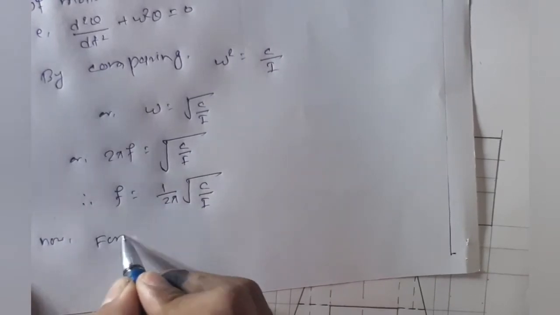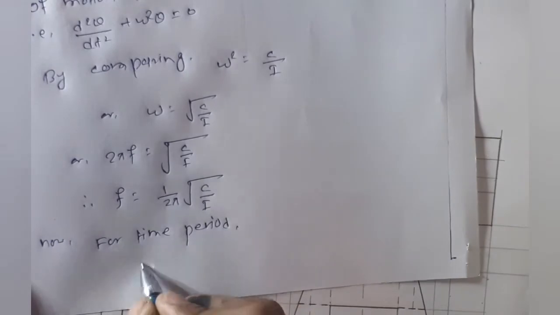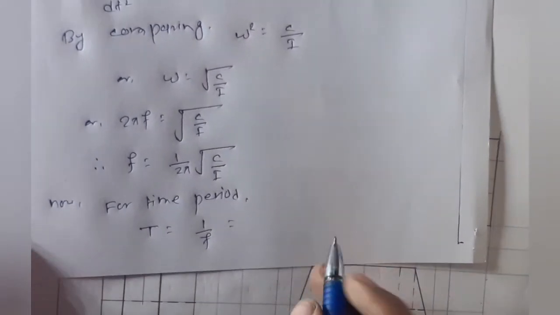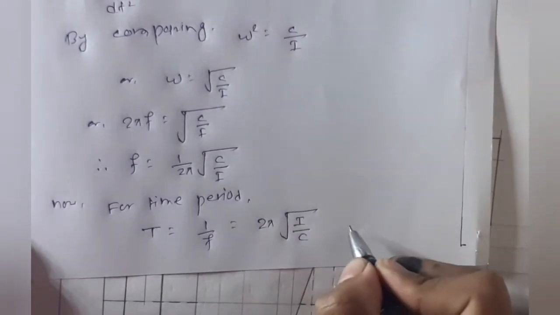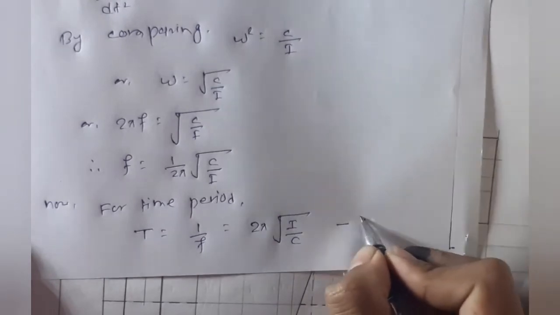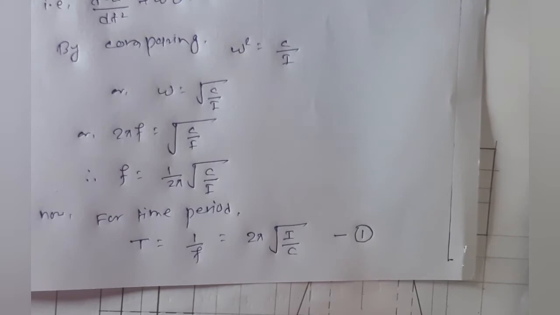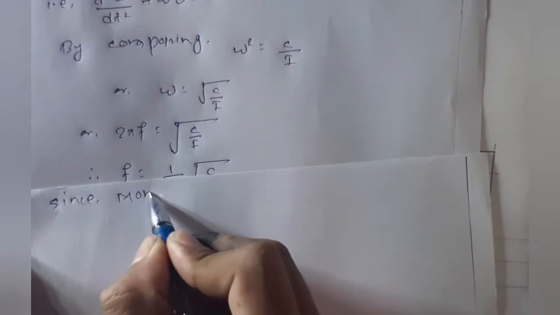Now for the time period, we know the time period is equal to 1 by f. Therefore the time period becomes 2 pi root under I by c. Let's call this equation 1: T is equal to 2 pi root under I by c.